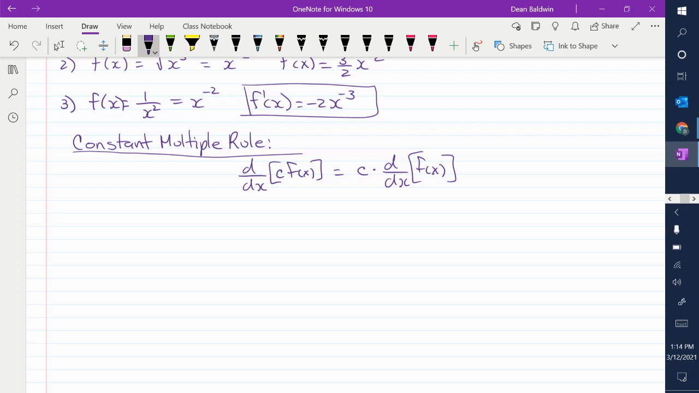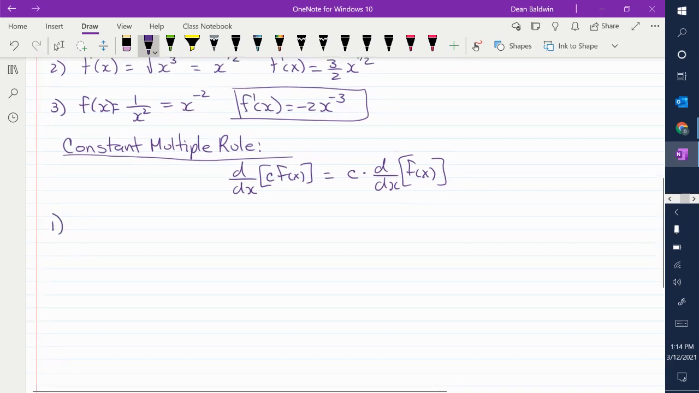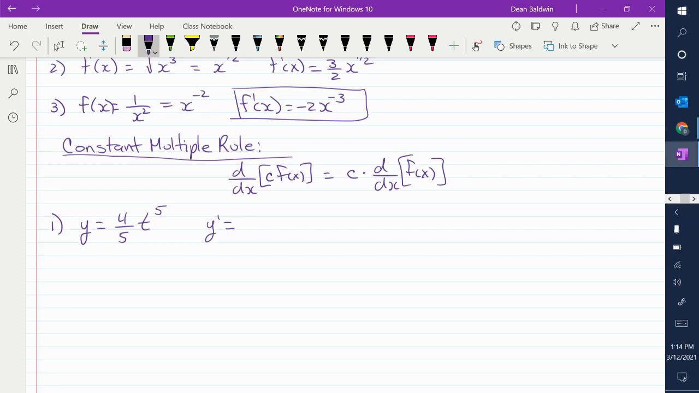So really all that means is if you're doing derivatives, you can now have numbers in front of the function. So if I have y is equal to 4/5 t to the fifth, just to change up the variable, and I want to know what y prime is. What do you do? Yes, drop the 5 down.